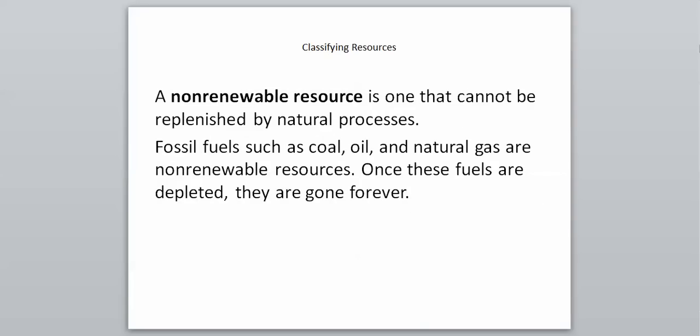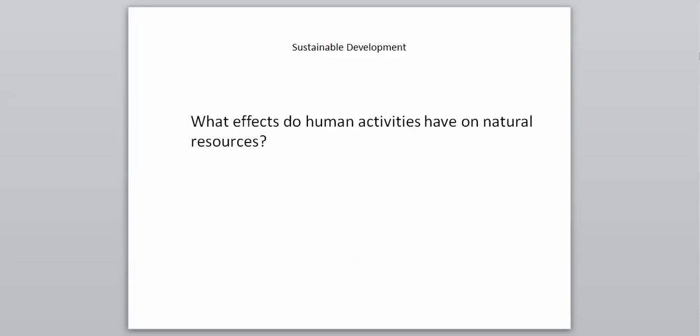A non-renewable resource is one that cannot be replenished by natural processes. So once it's gone, it's not coming back. Examples of non-renewable resources include fossil fuels, which are coal, oil, and natural gas, because once these have been depleted or used up, they are gone forever. That's why looking for an alternative fuel source for cars and things like that is going to be a big issue, because eventually we're going to run out of oil to power all of our different machines.